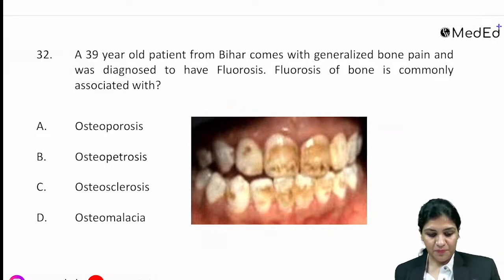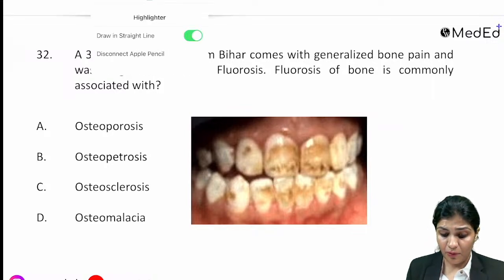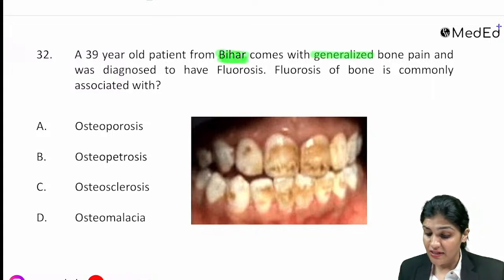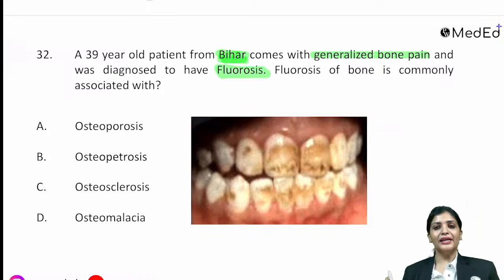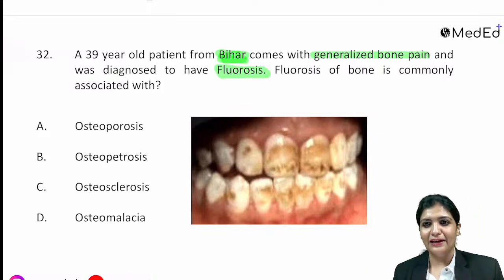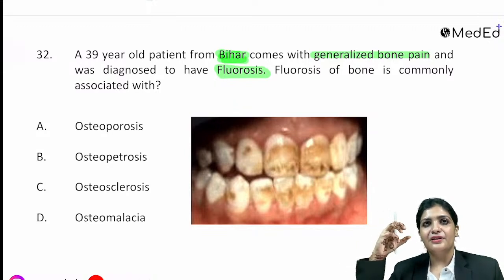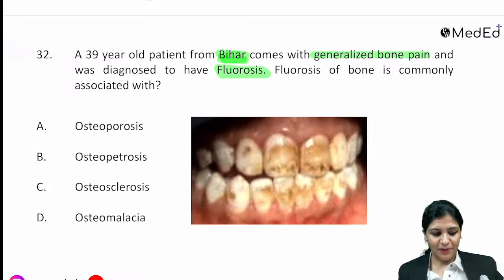Now the next question. A 39-year-old patient from Bihar comes with generalized bone pain, and they are mentioning something about the area, and he is diagnosed to have fluorosis. So usually this fluorosis is endemic, right? It is restricted to a particular area because of the water fluorosis, because of the presence of fluoride in the water.